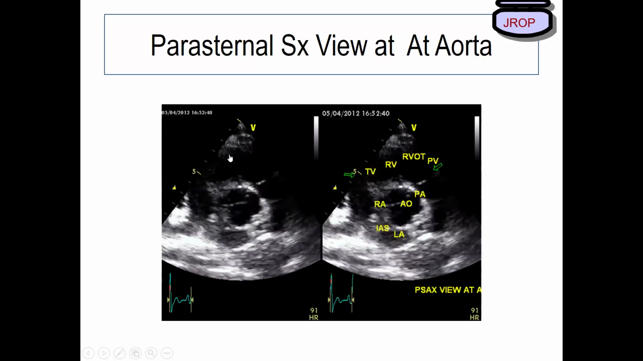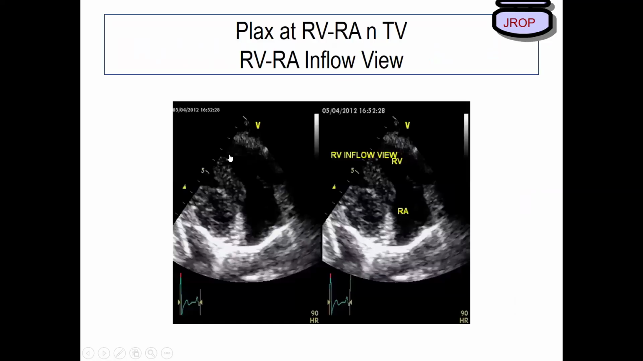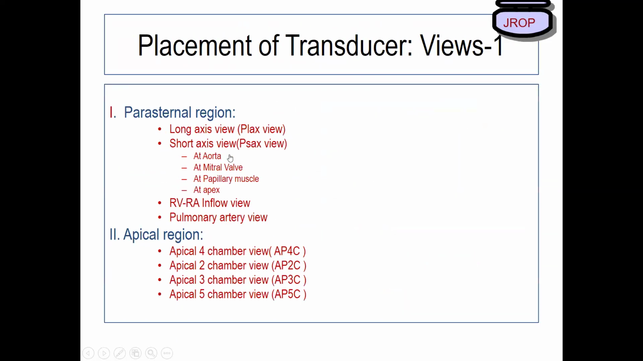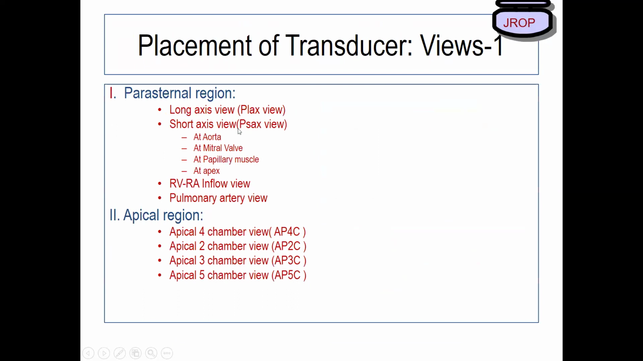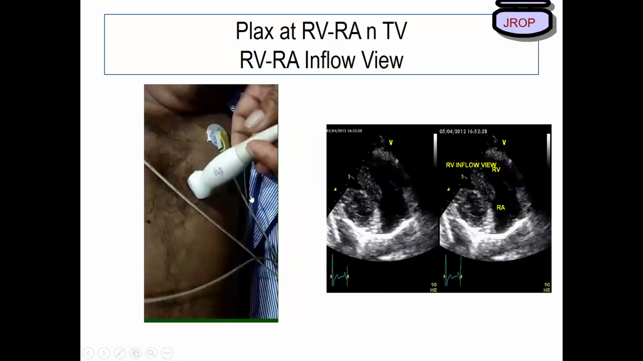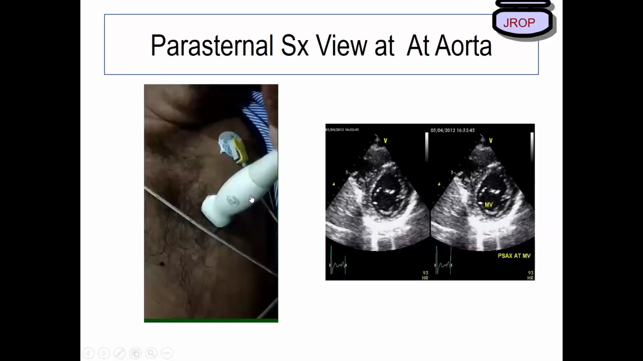So in a nutshell, what all views you have to remember is, let me go back to my initial slide. It talks of parasternal long axis view, parasternal short axis view at aorta, mitral valve, papillary muscle and apex, and RV, RA inflow view. Forget about pulmonic artery at the moment. Moving from parasternal window, now we move towards apical window.